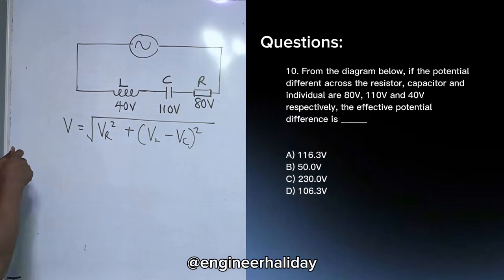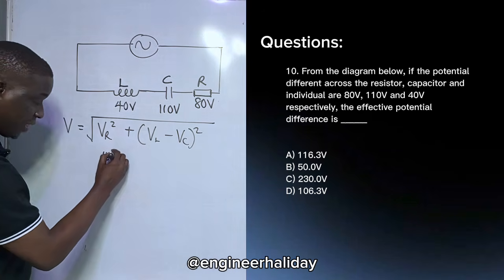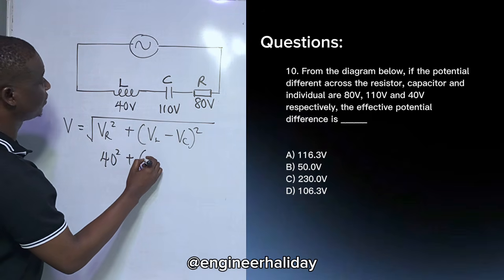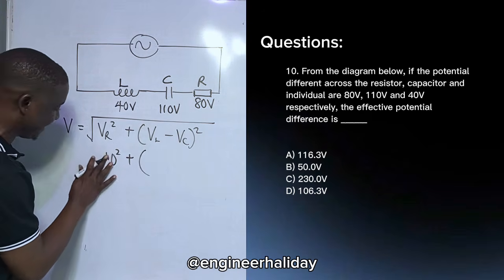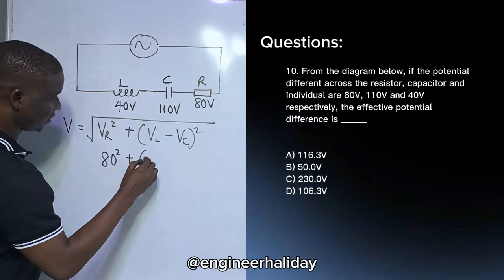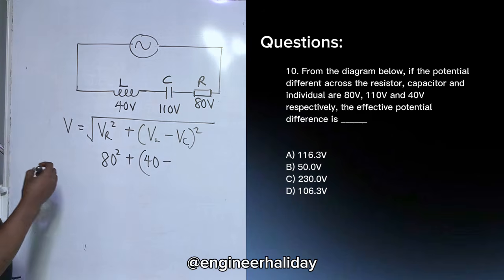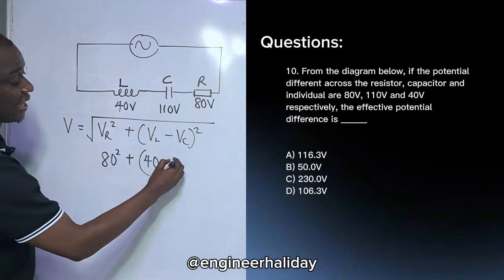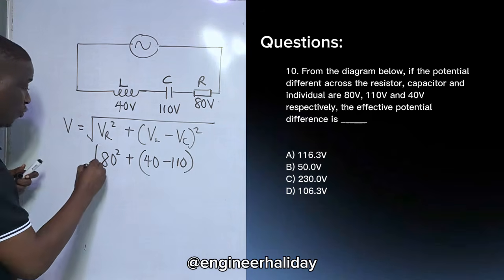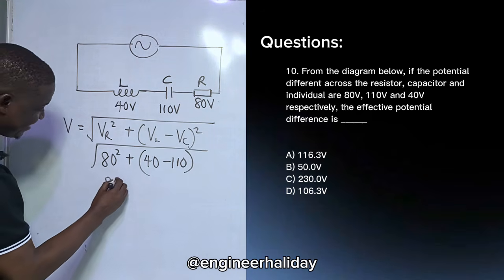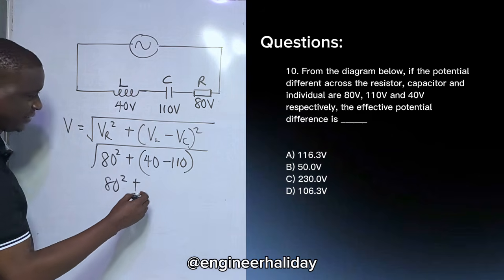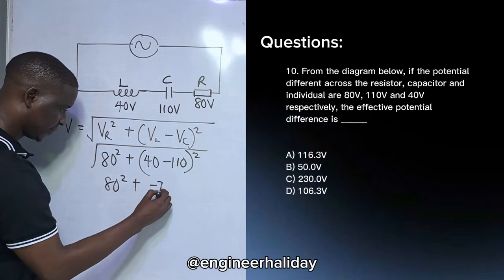Let's play with it. This one is 40 squared, plus, in the bracket, VL, sorry, VR is 80 squared. Then VL is 40 minus VC. VC is higher than VL, so that means current is leading in this case. Square root of everything. So this gives us 80 squared plus (40 minus 70) all squared.